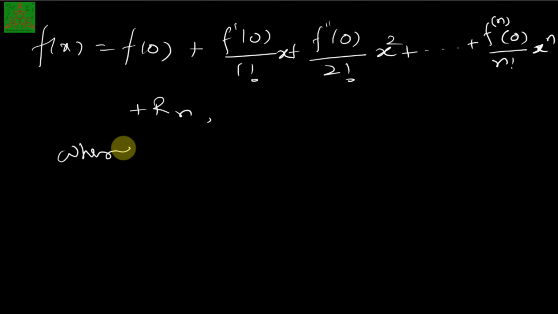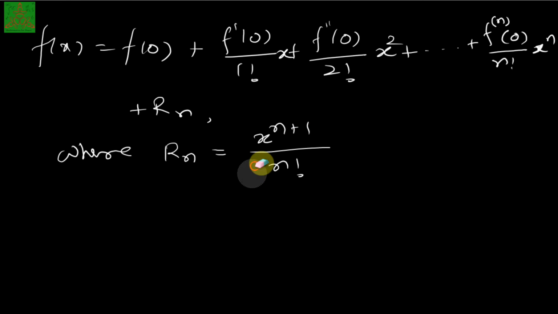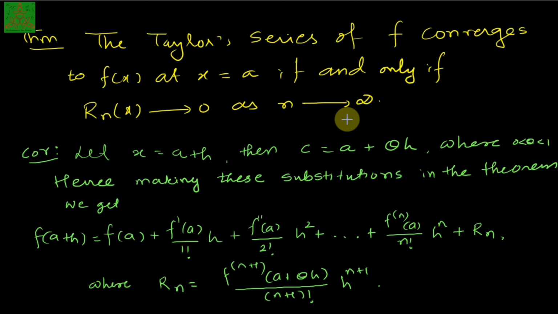where Rn we will say is x^(n+1) upon (n+1) factorial into the (n+1)th derivative f at the point a plus theta h. A is 0, so it is at theta h.